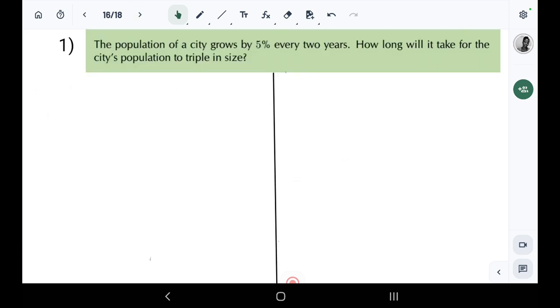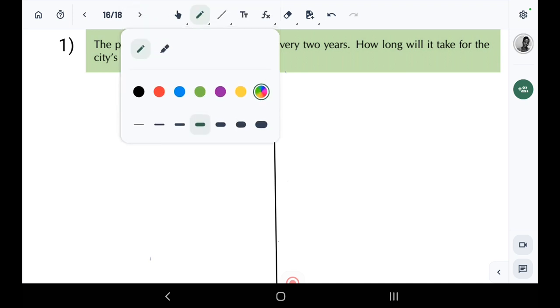Now, let's look at the first illustration example where we're using logarithms to determine population dynamics. The population of a city grows by 5% every 2 years. How long will it take for the city's population to triple in size? Now, let's look at the details of this particular question.